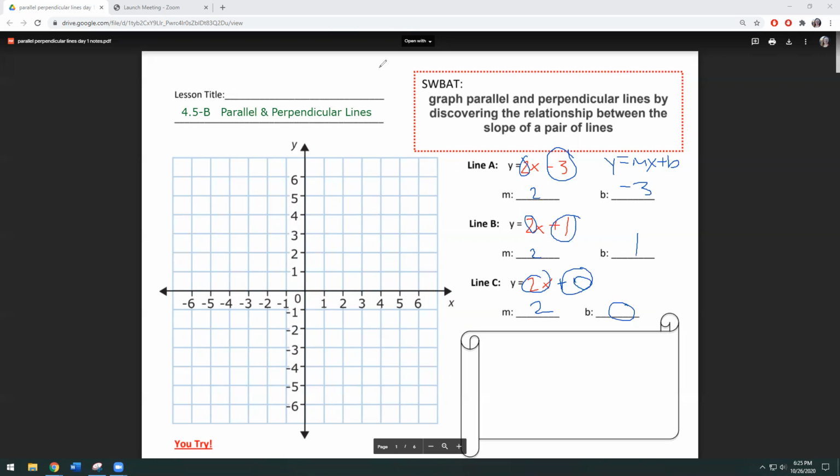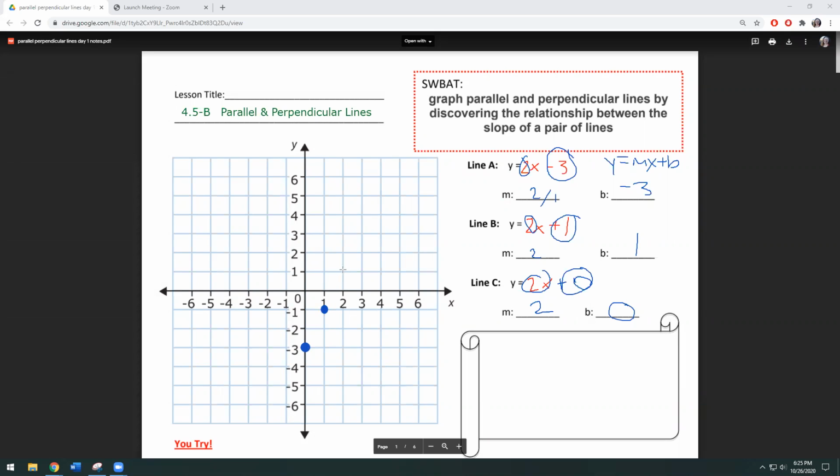graph those. So when I'm graphing, I'm looking at line A. Line A is going to be starting at -3. So I'm going to do a dot at -3. I know that my slope is 2. That technically means up 2 over 1. We're going to go in a positive direction, which means we're going up and right. So up 2, right 1.